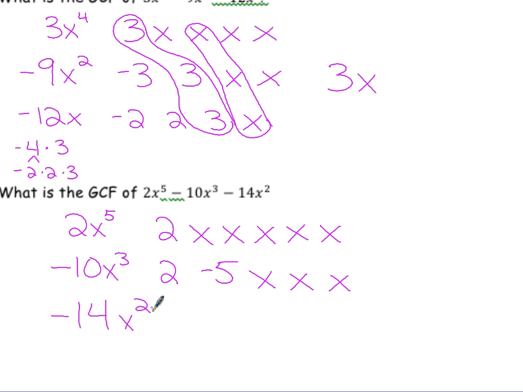So we have 2 times 7. And one of them has to be negative. I'm going to make it the 7. Same reasoning I did up here. And we have 2 x's.